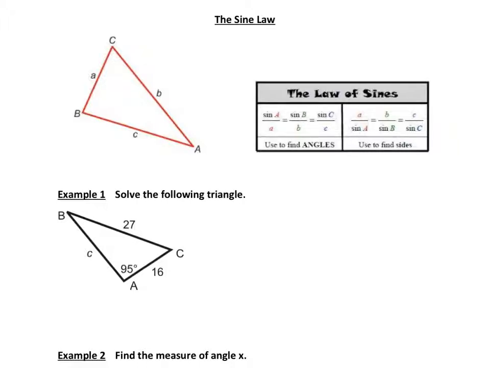So looking at this first example, that's exactly what we do have. We are given the measure of angle A as well as the length of side A. So that's what tells us that we can use the sine law to approach this question. Now the question is asking us to solve the triangle. So let's remember that solving the triangle means to find all missing measurements.